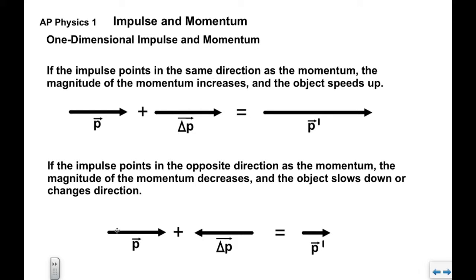So here's my initial momentum to the right. There's an impulse applied to the left. The object slows down and its final momentum is smaller than the initial momentum. If this delta p were even larger, it could conceivably turn the object around and make it move back to the left.